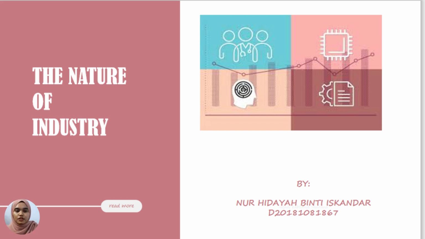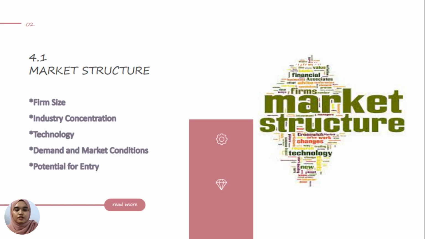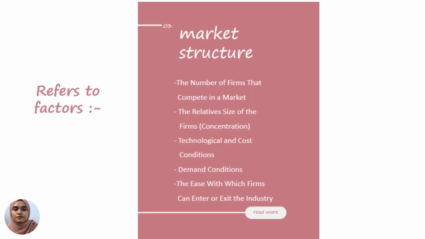Today I will talk about the nature of industry. Market structure can be divided into five factors: firm size, industry concentration, technology, demand and market condition, and also potential for entry.